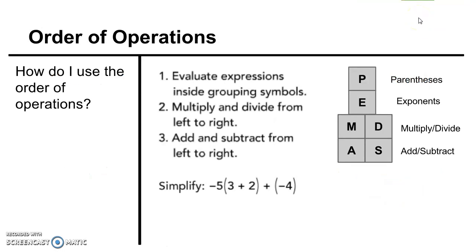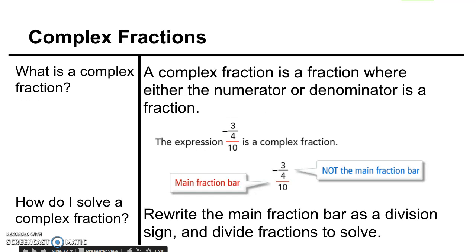Okay, one last thing to review is order of operations. Y'all know this. Parentheses, exponents, multiply, divide, add, subtract. We learned later in the year that parentheses can actually mean a lot of different grouping symbols, so we take care of that first. So we would do here 3 plus 2 is 5, then we'd multiply times the negative 5, get negative 25, then add to the negative 4 would be negative 29.